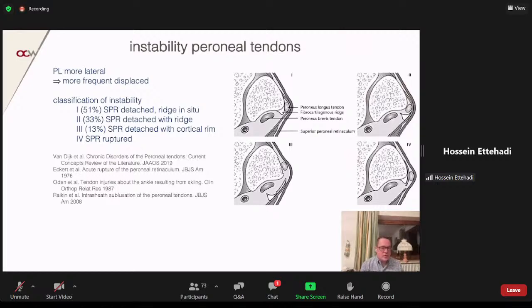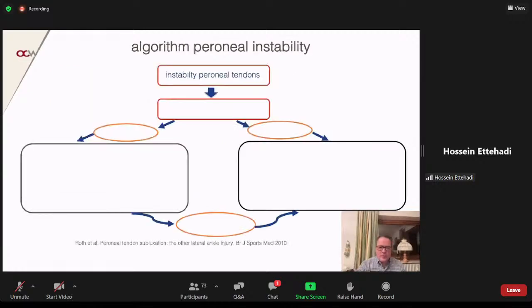The peroneus longus runs more laterally than the brevis, so it is more frequently displaced. There is a classification system for instability of the peroneal tendons that I personally do not use because it has frankly no influence on my therapy decision. It is only important to have a look at the fibula. Sometimes there's a fracture of the cortical rim that stabilizes the peroneal tendons, and if this fracture is there, it is always an advantage to be able to refix it.